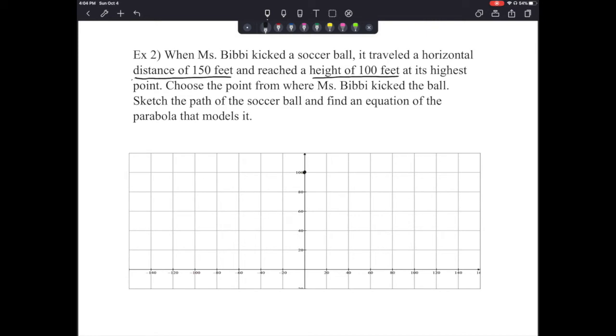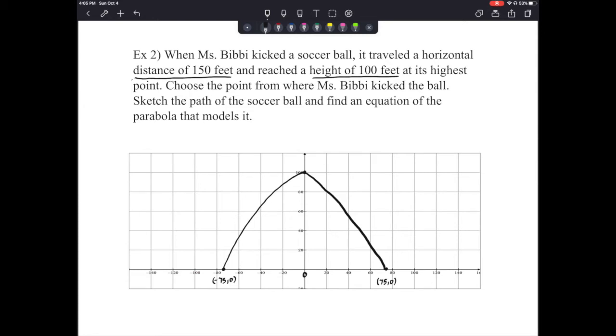Now, if that's the highest point and that's at 0, that means that we need to go back 75 and have Miss Bibby kick the ball from back there. So this would be like the point negative 75, 0. And then it would extend out probably about 75 on the right side. So we have 75, 0. So she kicks the soccer ball. It's going to go up, hit here, and come back down on this side.